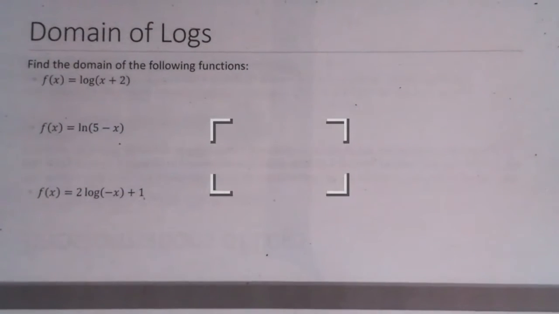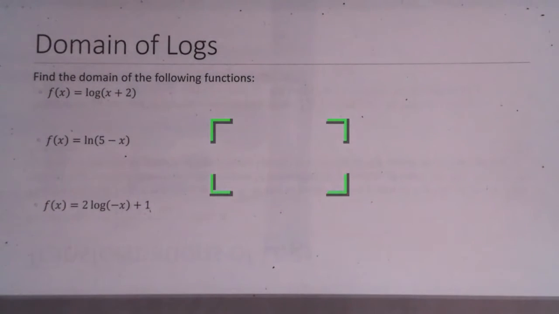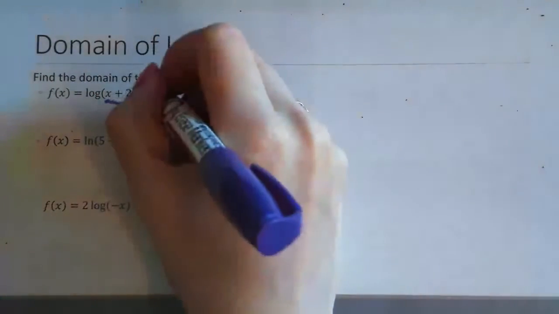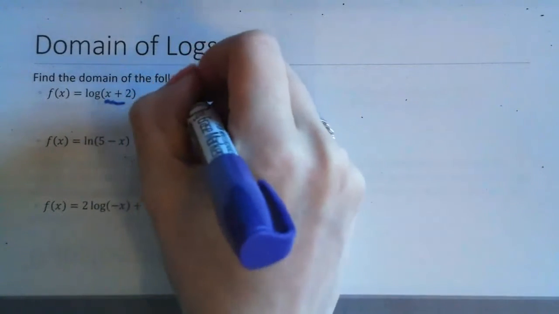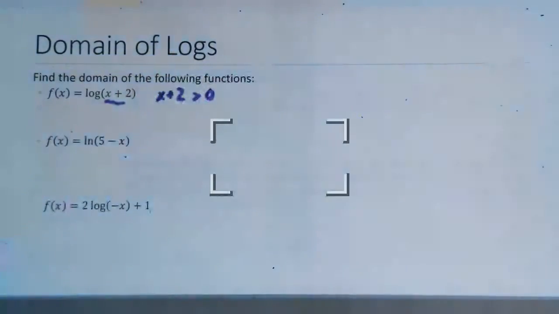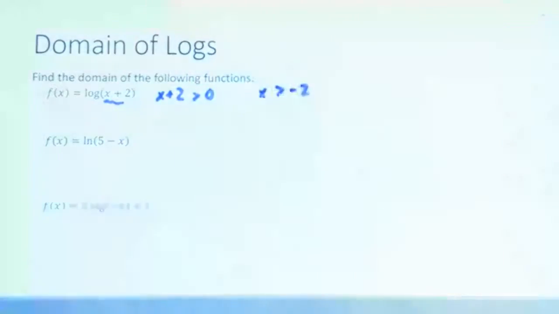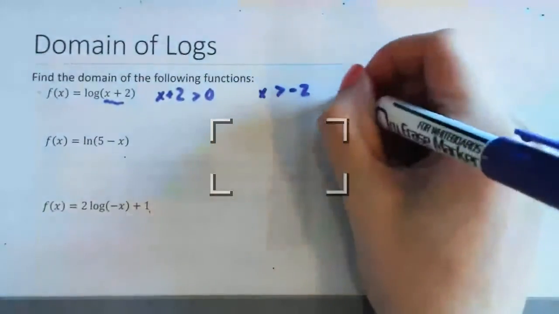So we're going to see if we can find the domain of some of these functions. First up, we have f of x is equal to log of x plus 2. The only thing I care about is the argument, the thing inside the parentheses. So in this case, x plus 2. It has to be positive, meaning greater than 0. If I subtract the 2 over, we get x is greater than negative 2, which we write in interval notation as negative 2 to infinity. And that's all there is to it.